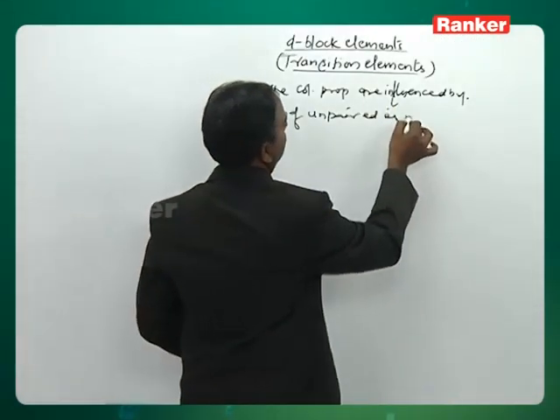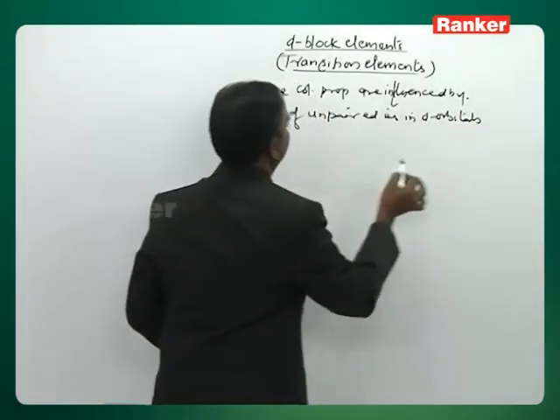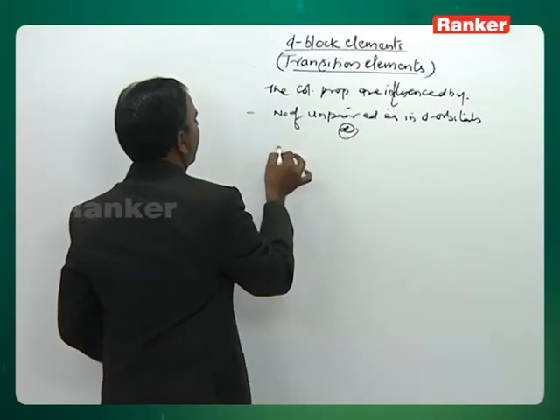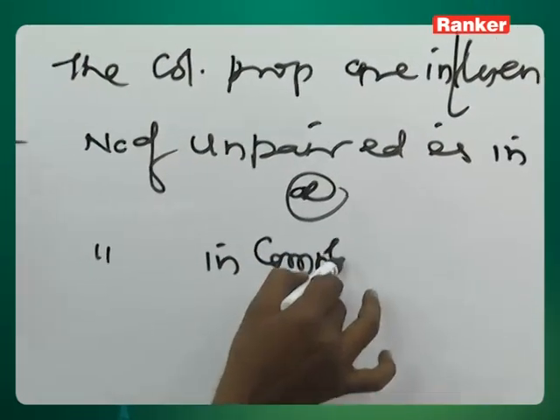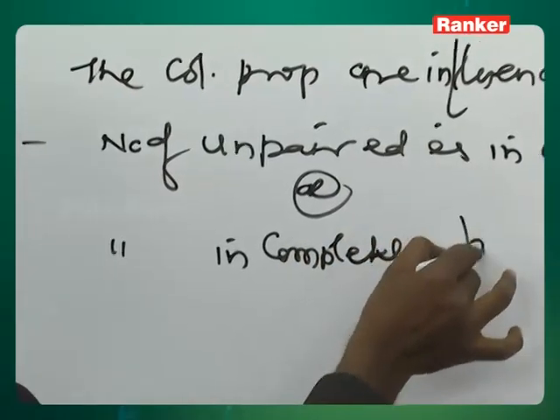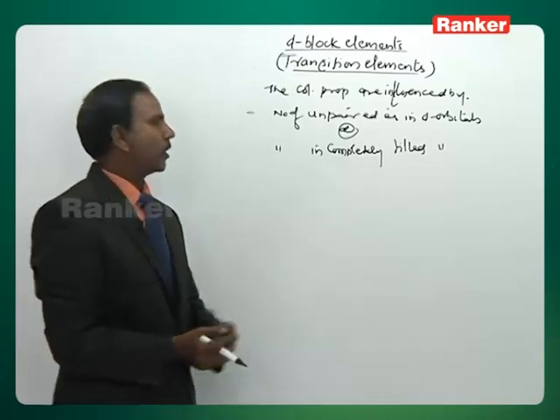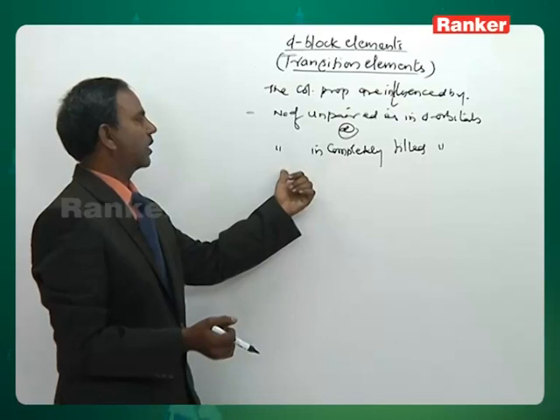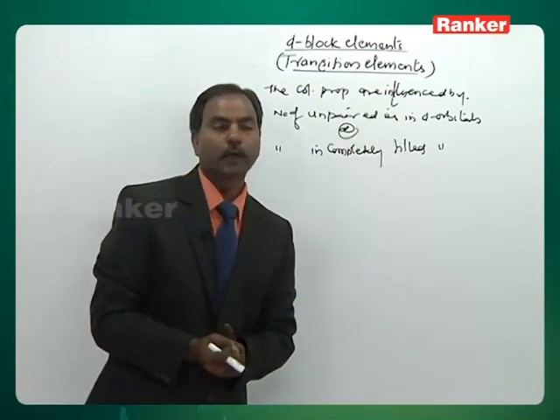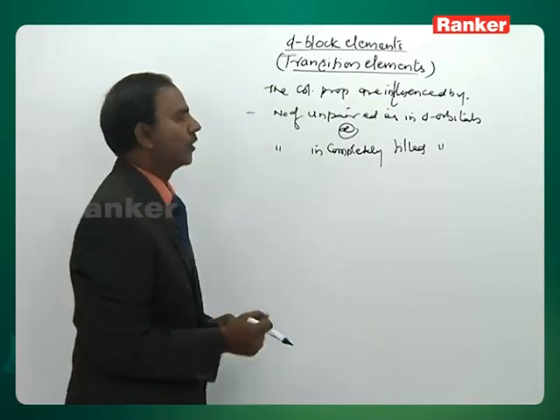in d orbitals, or you can say the number of incompletely filled d orbitals. The color properties of d block elements are dependent on various factors. The first factor is the number of unpaired electrons in d orbitals or the number of incompletely filled d orbitals.